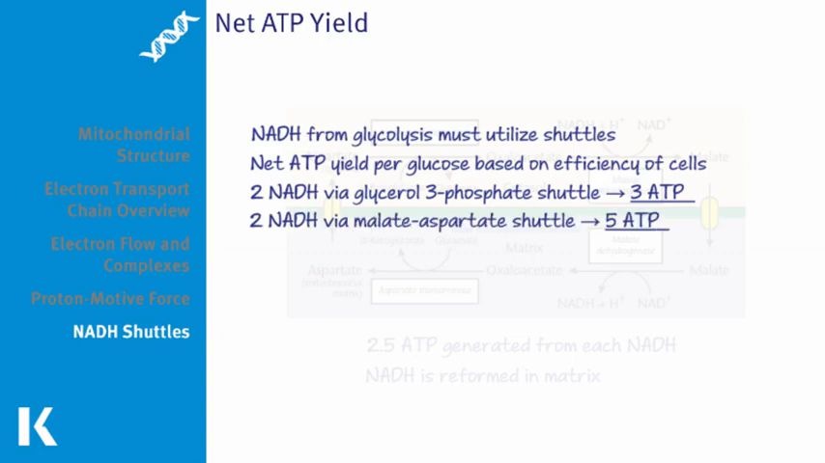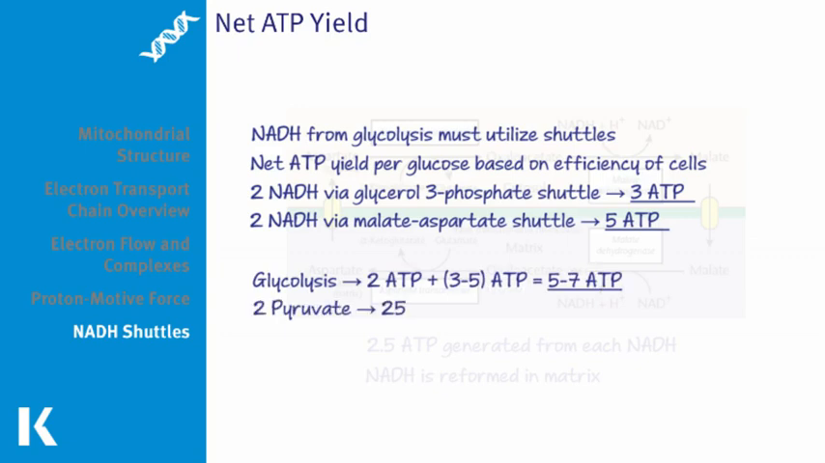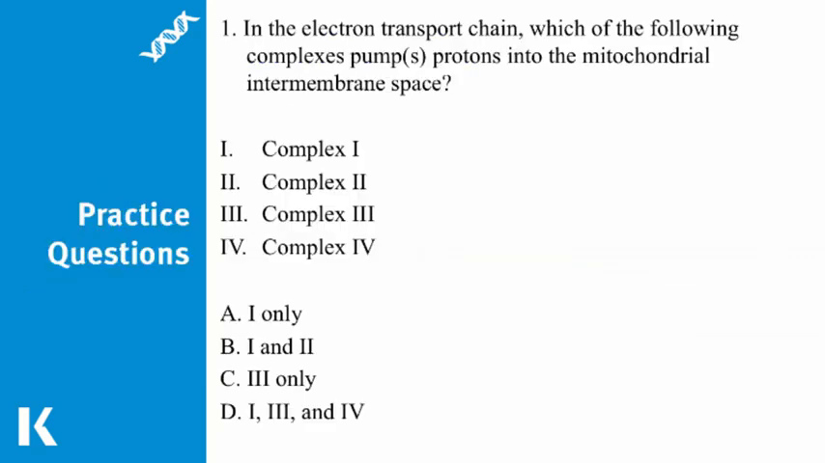Therefore, combining the 5 to 7 ATP whose production will be funded by electron carriers from glycolysis with the 25 that will be produced from the carriers generated during the citric acid cycle, the total ATP generated from aerobic respiration will be between 30 and 32, depending upon which NADH shuttle is used. That concludes the material that this video will cover. Now let's put what you've learned into practice with some sample questions.